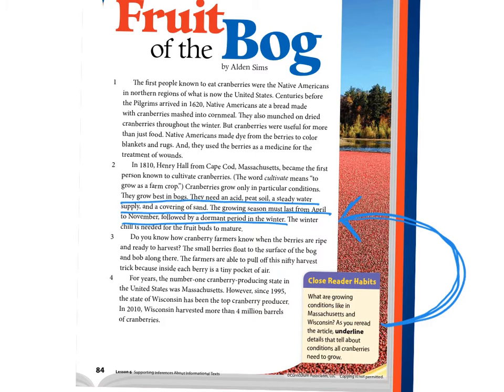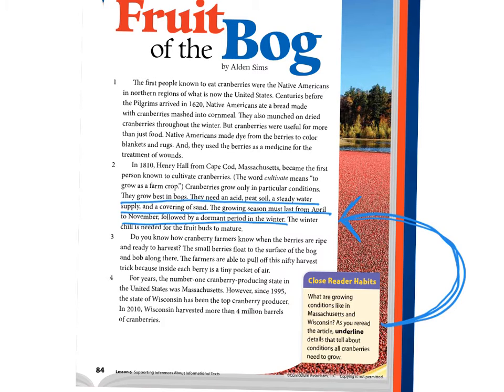The word cultivate means to grow as a farm crop. Cranberries grow only in particular conditions. They grow best in bogs. They need an acid peat soil, a steady water supply, and a covering of sand. The growing season must last from April to November, followed by a dormant period in the winter. The winter chill is needed for the fruit buds to mature.